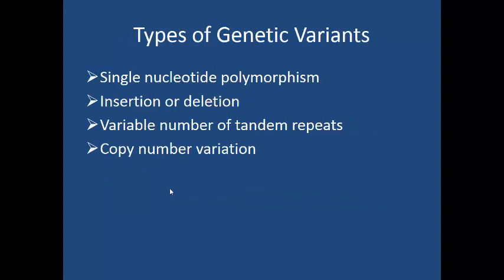Now, there are many different types of genetic variants, like actual differences or changes in the DNA code. And we're going to review 4 of the major types. We're going to talk about single nucleotide variants or polymorphisms, insertion or deletion variants, variants that are referred to as a variable number of tandem repeats, and then also copy number variants.